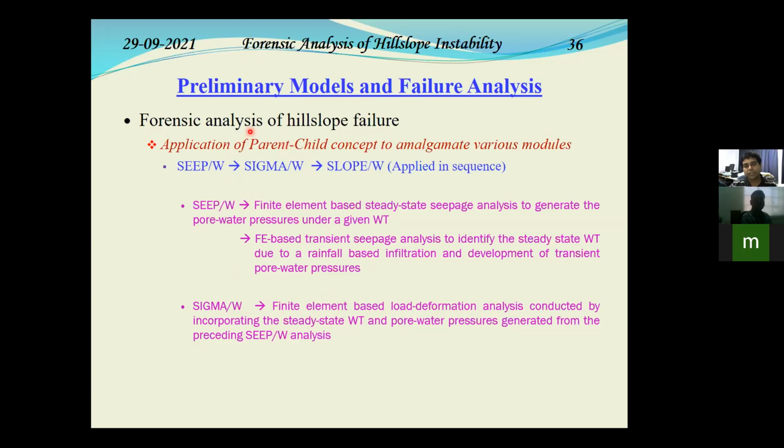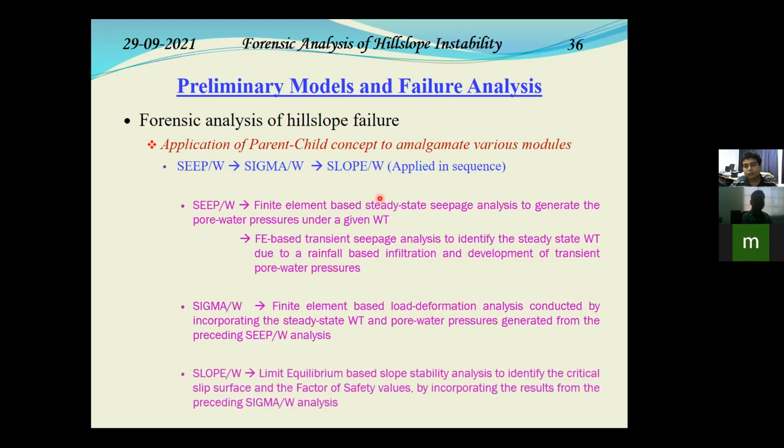So in GeoStudio, we have a concept of parent-child, where each of the preceding left-hand modules serves as the parent, and each of the succeeding right-hand modules serves as the child. So SEEP/W we start with, we get the pore pressures, and pass this on to the child, SIGMA/W. There we do a load deformation analysis with the pore pressures included and try to figure out the load and deformation, or the stresses generated in the medium. And based on the stresses, we pass the information to SLOPE/W so that we can carry out a stability analysis, figure out the factor of safety, whether the slope is stable or unstable, but by considering the stresses generated from SIGMA/W.